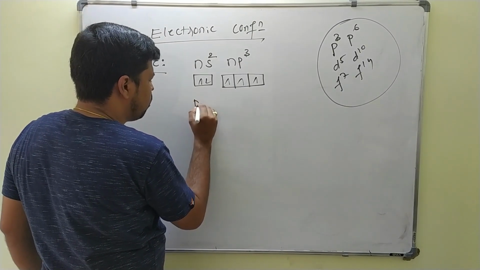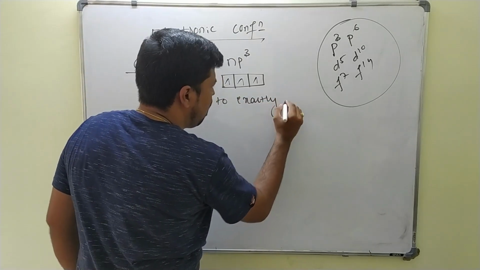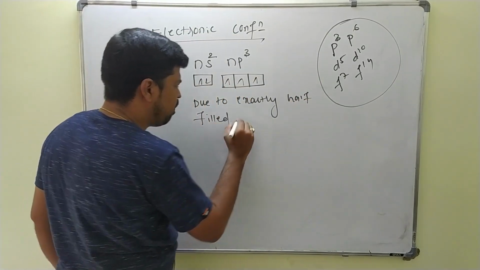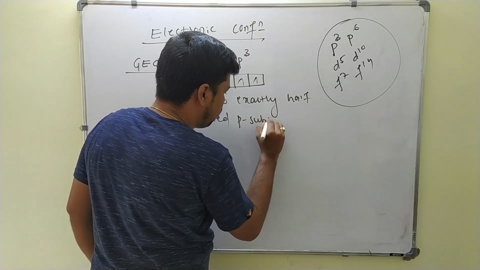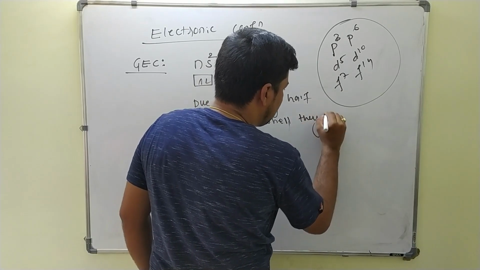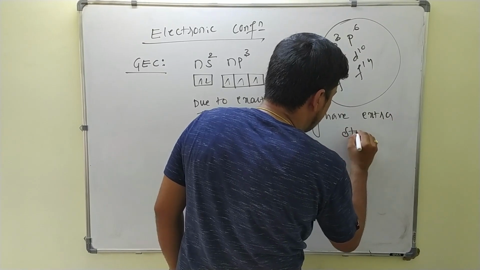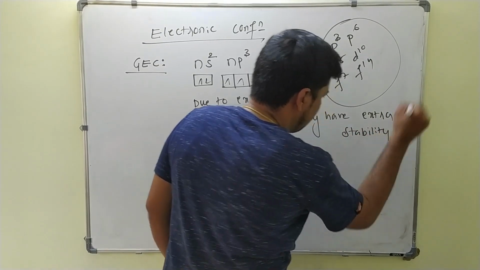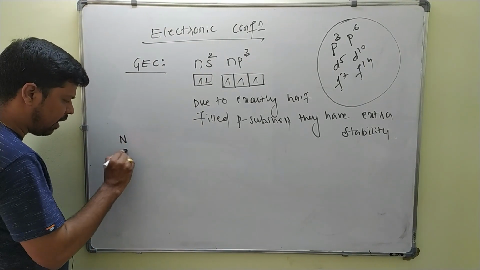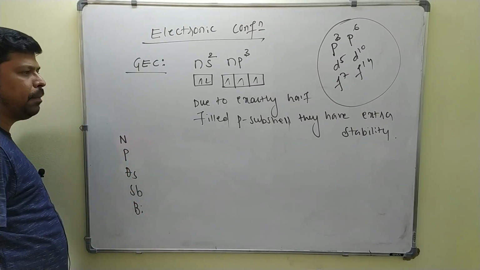Due to the exactly half filled p subshell, they have extra stability. Now I will write the electronic configuration of each element: nitrogen, phosphorus, arsenic, antimony, then bismuth.